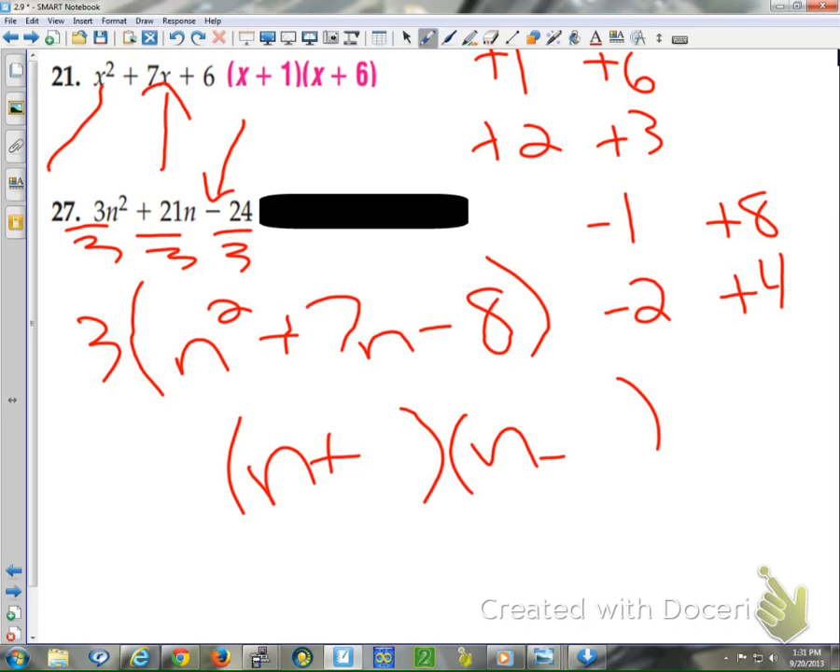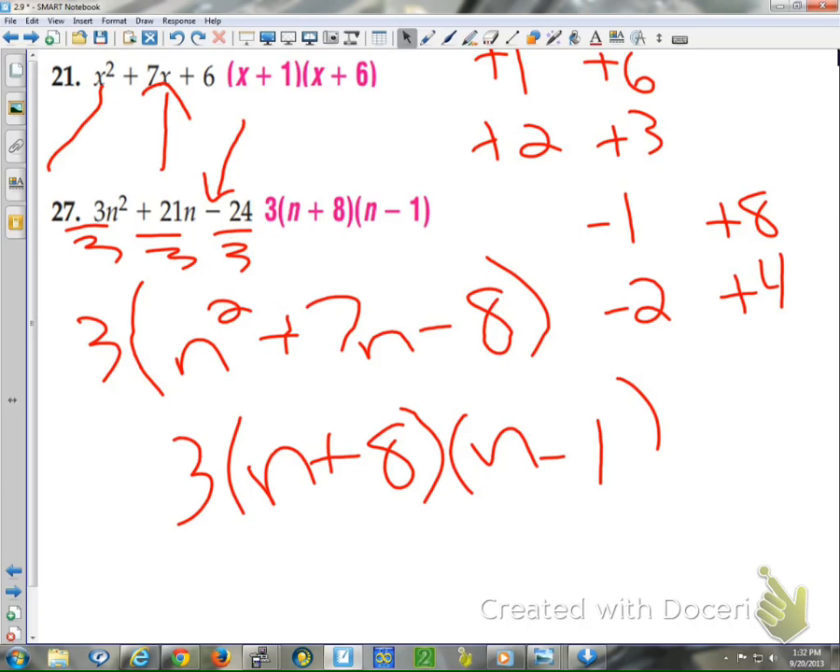Negative 2 plus 4 or negative 1 plus 8? Which one adds to get 7? The first one. Positive 8, negative 1. Bring down your 3 from before, and now that one is factored as well. 3 times n plus 8 and n minus 1. So that's the answer. That's as far as we're going today.